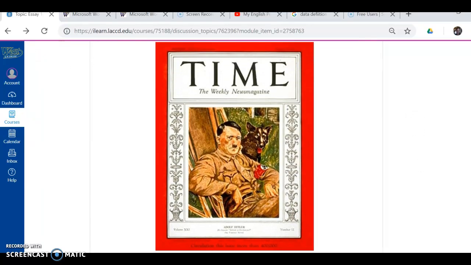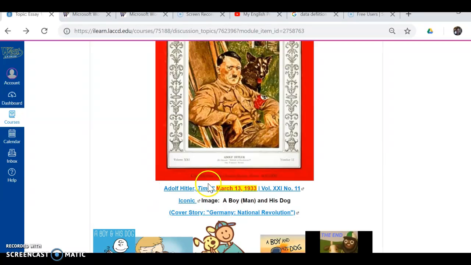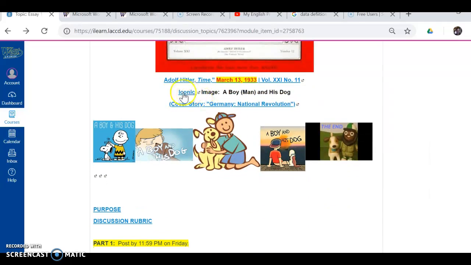What do we have? We have Adolf Hitler sitting in a pleasant garden on the cover of Time magazine with a dog. Okay, this is the March 13th, 1933 cover of Time. Here is the cover story inside the magazine, Germany, National Revolution. So what does this image of a man and his dog call to mind? Well, we have an iconic image in American culture, a boy or a man and his dog. In fact, it's across many cultures, and you see it here.